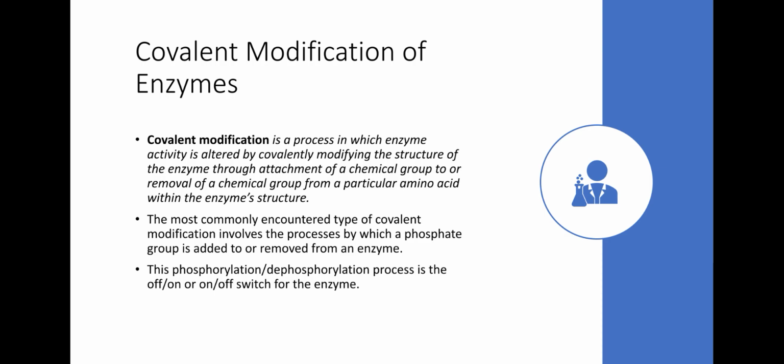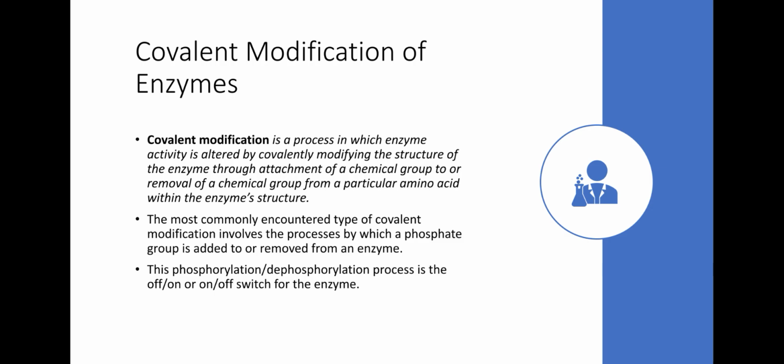Let us now discuss covalent modification of enzymes. Covalent modification is a process in which enzyme activity is altered by covalently modifying the structure of the enzyme through attachment of a chemical group to, or removal of a chemical group from, a particular amino acid within the enzyme structure. The most commonly encountered type of covalent modification involves the processes by which a phosphate group is added to or removed from the enzyme. This phosphorylation or dephosphorylation process is the off-on or on-off switch for the enzyme.